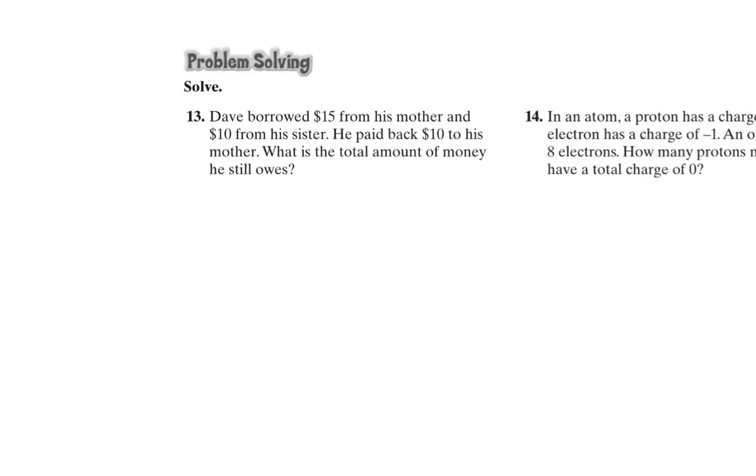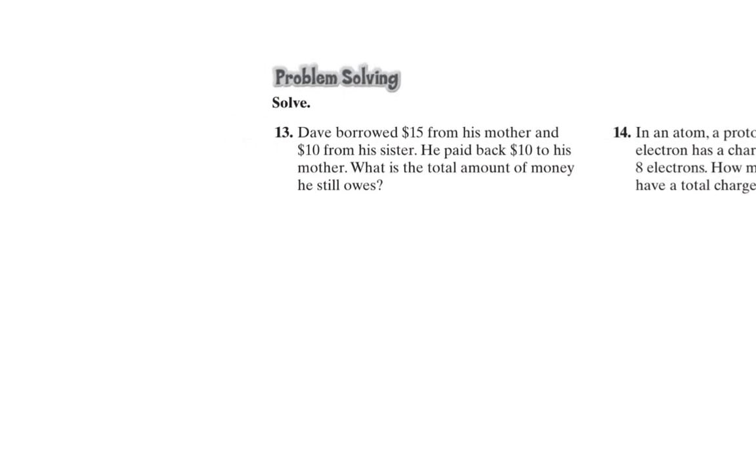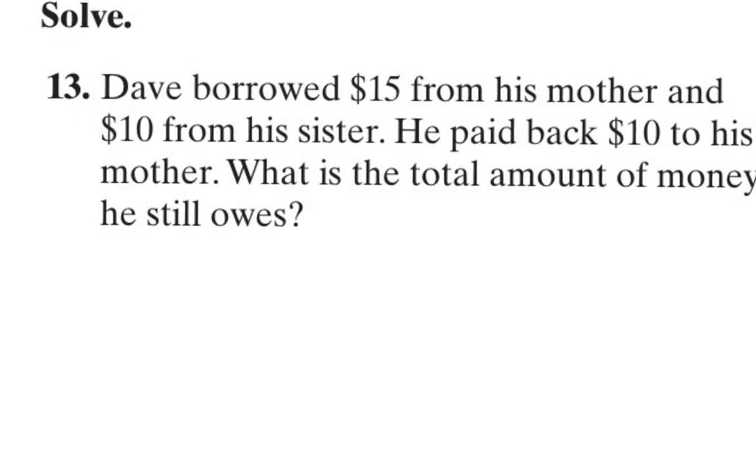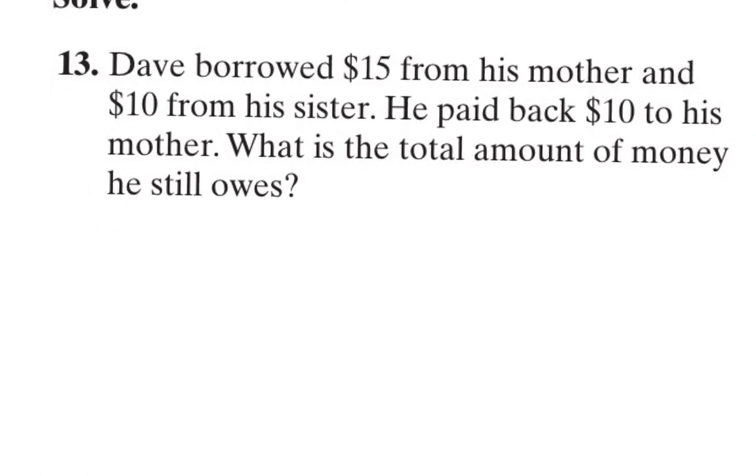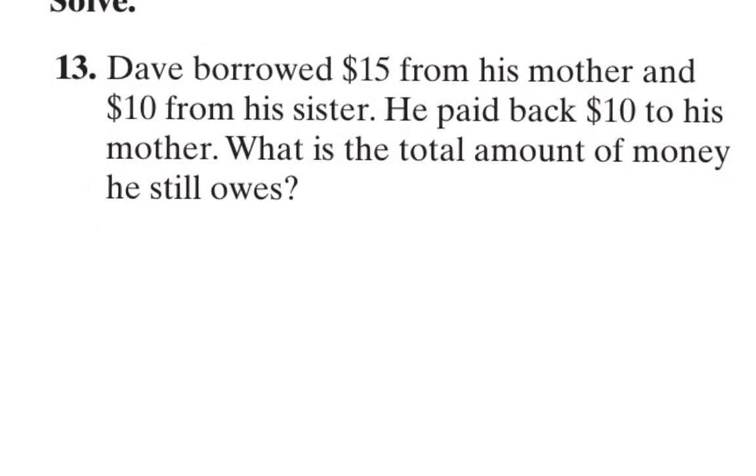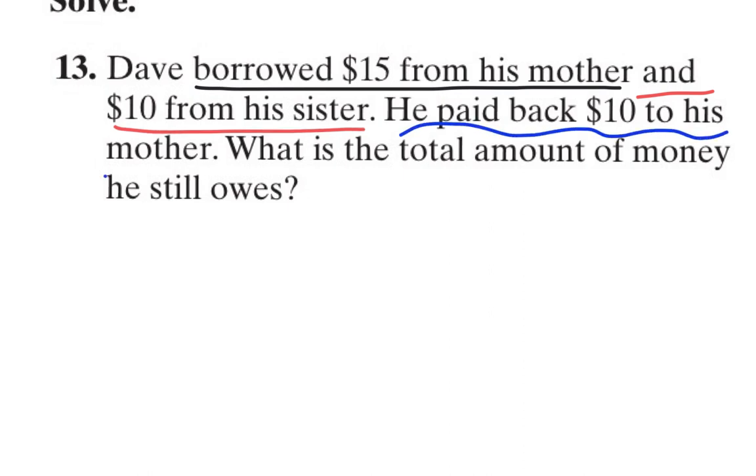If we look at number 13, the directions just say solve. So it doesn't tell us a certain way we have to do this, like use a number line or look for opposites or anything. It just says solve. So let's think about this. Dave borrowed $15 from his mother and $10 from his sister. He paid back $10 to his mother. And the question is, what is the total amount of money he still owes?